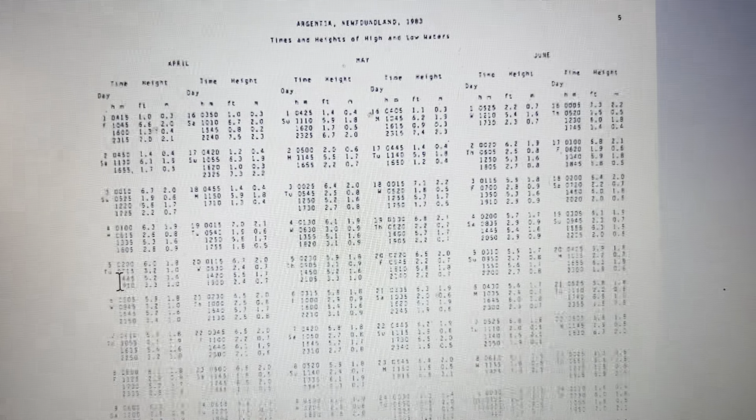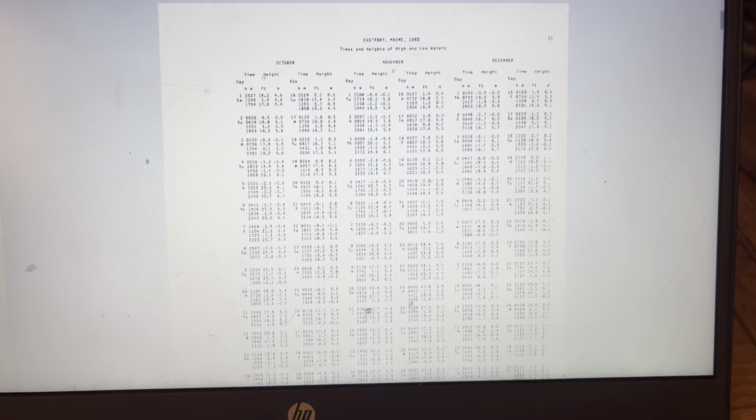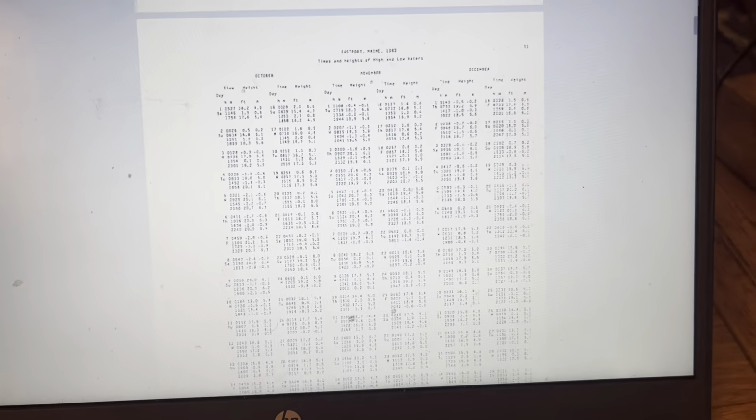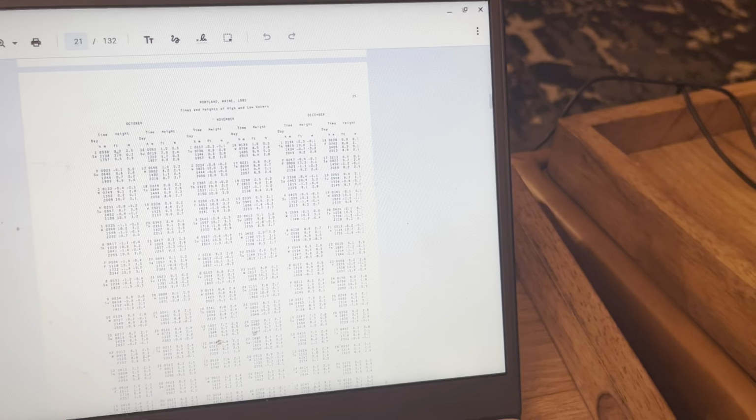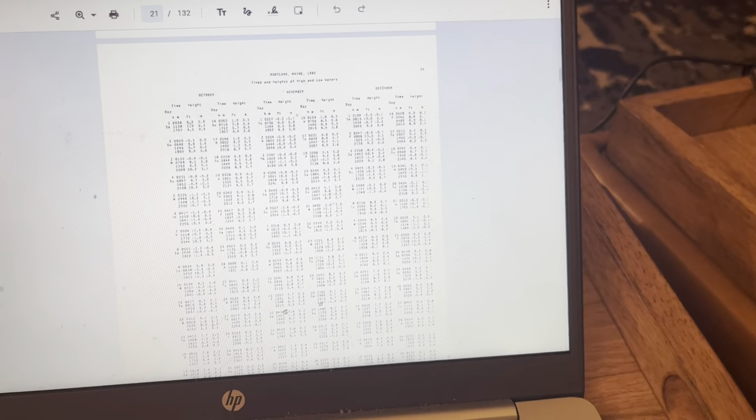You can see here we've got May in Argentia, and you can come down, you get all the same information. This is just for the first main station. As you can see, they go on for probably the largest chunk of the book itself. I'll just skip a little further down. Here we have Portland, Maine. Willets Point, New York, and so on. This one actually goes all the way down.